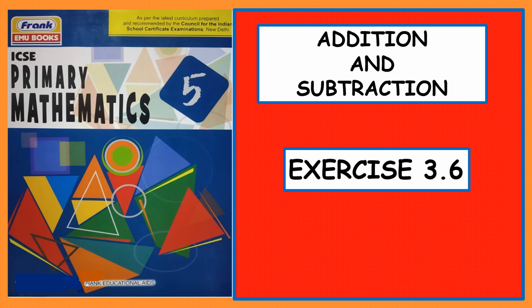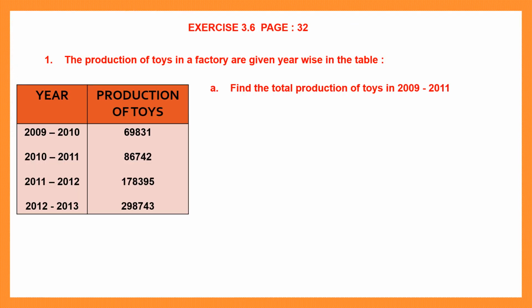Let's do addition and subtraction exercise 3.6, found on page number 32. Question 1. The production of toys in a factory are given year-wise in the table. So we have a table here, and how many toys were produced in these years has been given to us.